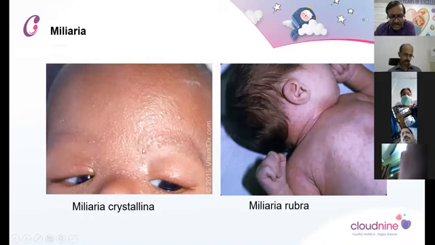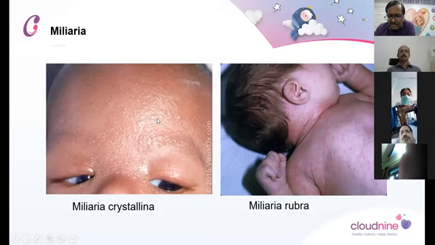This is the miliaria crystallina. You can see all these crystal-like lesions here, papules. And this is rubra, which is red and erythematous also. This is heat rash. This is more common in humid conditions, summer, or when they apply very tight clothes.